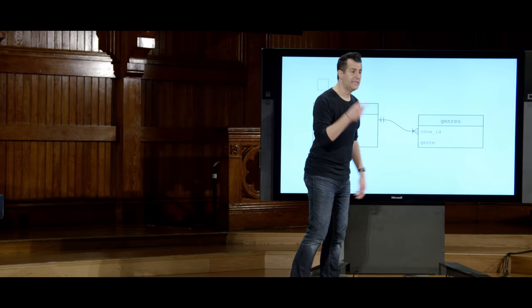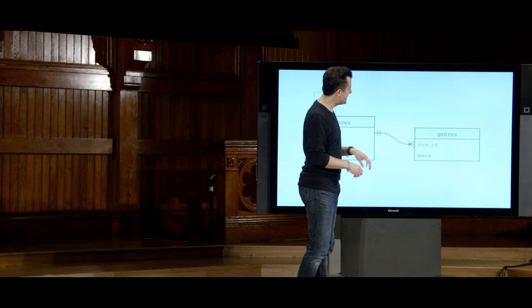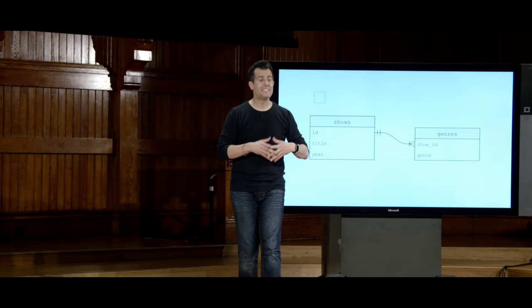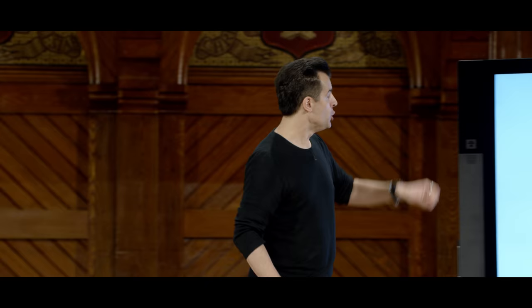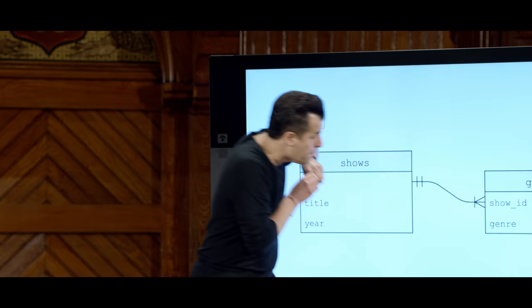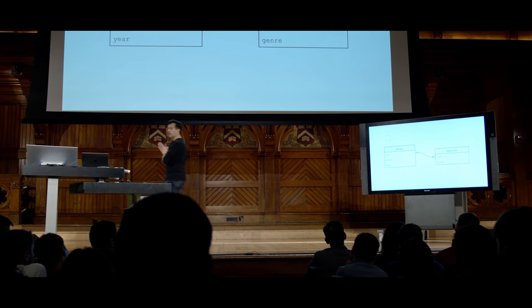And now this is a little subtle, but the fact that this little symbol here drawn from the database world flails out into three separate places, this is a one-to-many relationship, so to speak. You can have one show over here mapping to many genres over here, or maybe zero, but it's zero or more possible genres. All right. Any questions just yet?